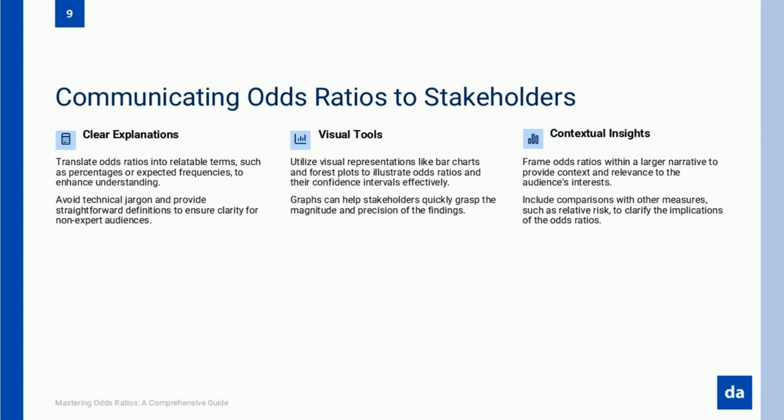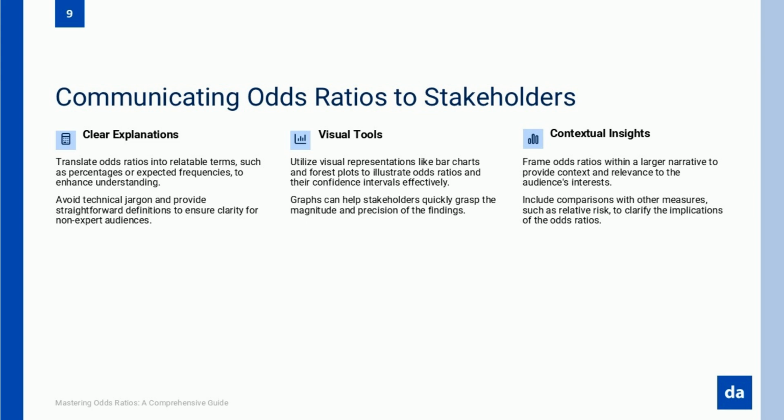One effective strategy is to translate odds ratios into more relatable terms such as percentages or expected frequencies. Instead of presenting a raw odds ratio, consider expressing it in a way that resonates with your audience's everyday experiences. For instance, you might say, "For every year increase in age, the likelihood of loan approval increases by 4%." This approach makes the information more tangible and easier to grasp for non-technical stakeholders.